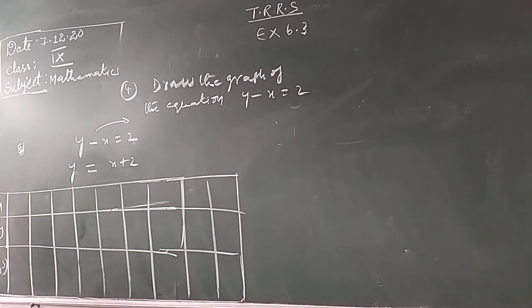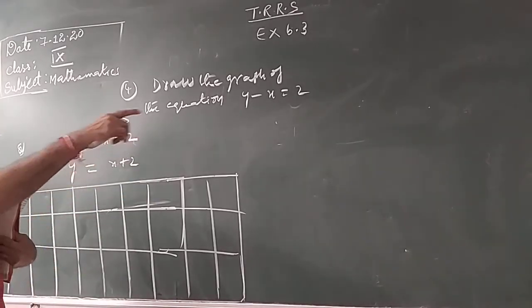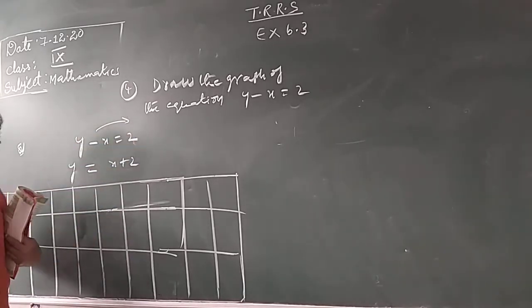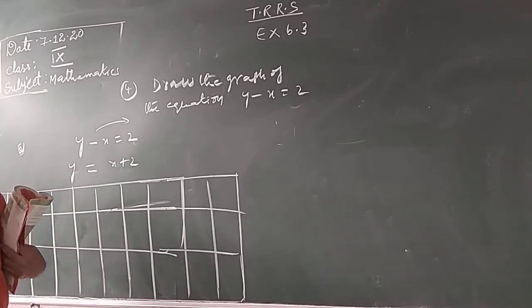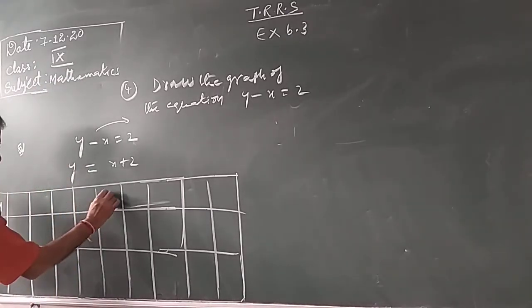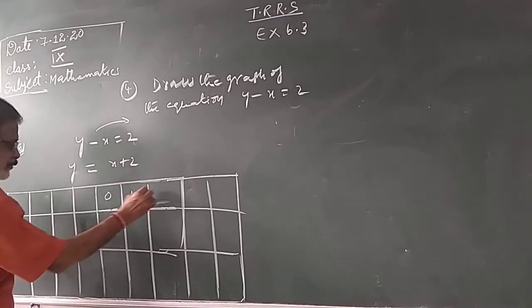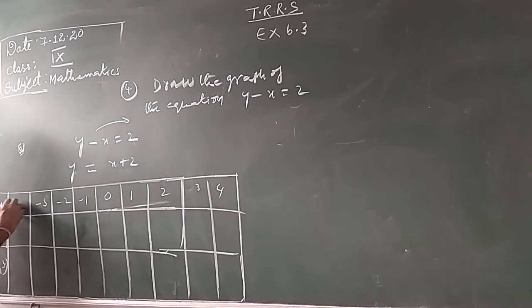Write the given linear equation in the form of y is equal to. It is given that y minus x equal to 2, so y is equal to minus x shifted to the right side becomes plus x plus 2. So y equal to x plus 2. You take independent values for x: x is equal to 0, 1, 2, 3, 4, and x is equal to minus 1, minus 2, minus 3, minus 4.